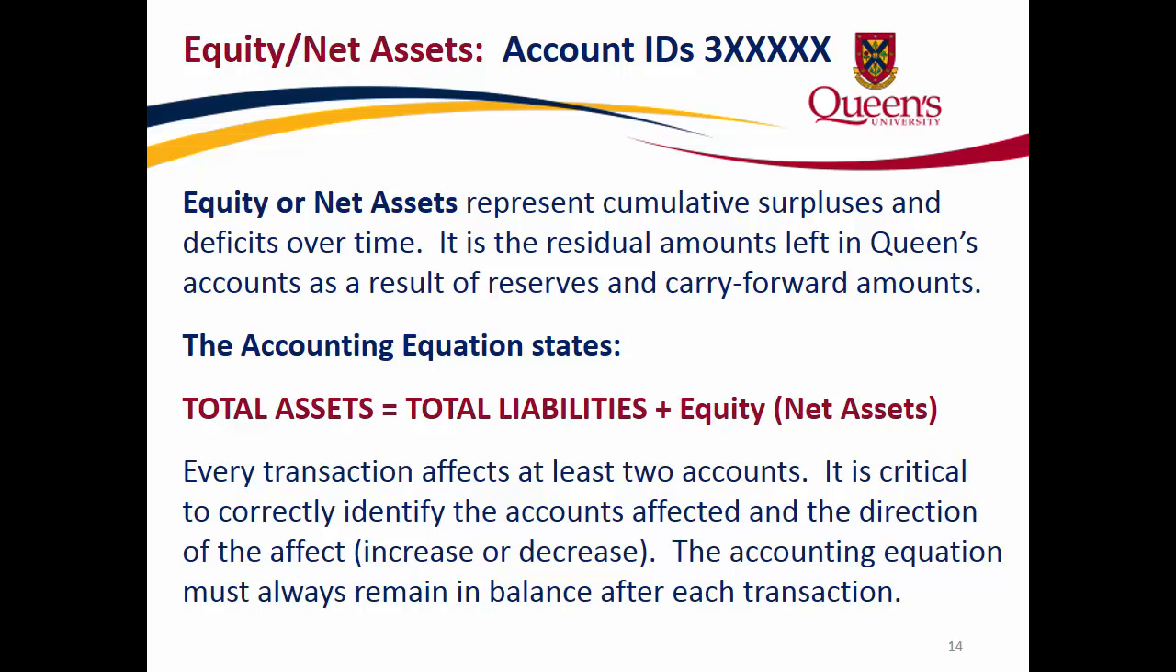The accounting equation states total assets equal total liabilities plus equity, net assets. Every transaction affects at least 2 accounts. It is critical to correctly identify the accounts affected and the direction of the effect, increase or decrease. The accounting equation must always remain in balance after each transaction.